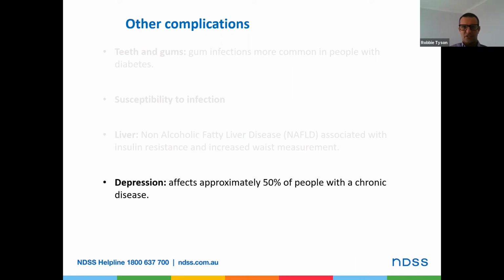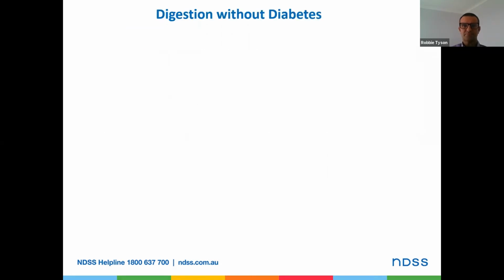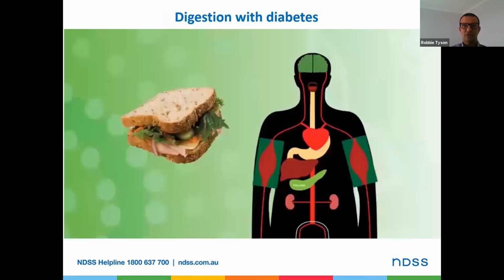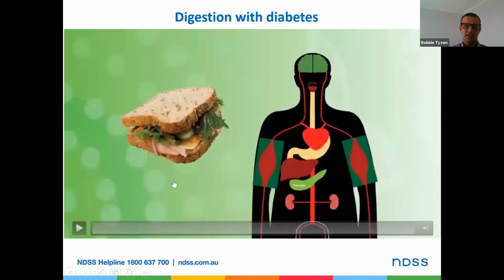So depression and other states of low mood affect about 50% of people living with diabetes. So we're going to have a look at digestion in the body and what happens when someone's living with diabetes. And we've got a carbohydrate food here, which is bread.